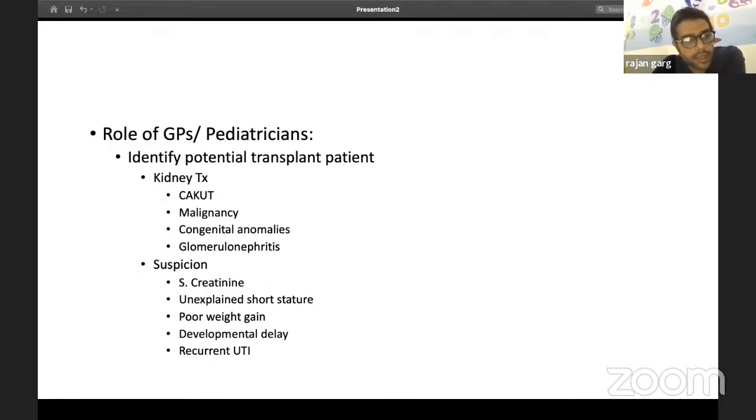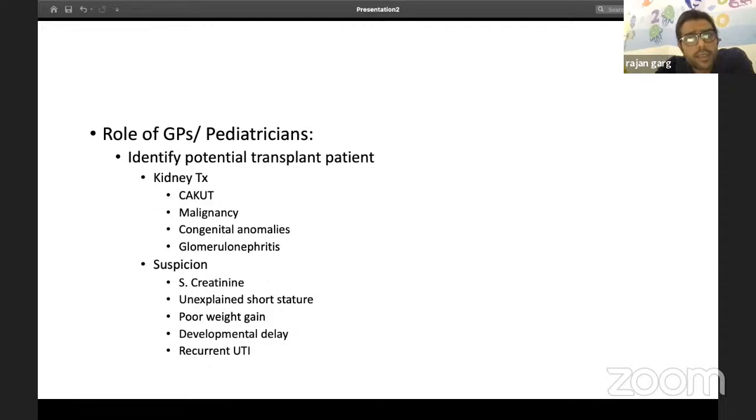So when can they become suspicious that the patient might need a transplant in future? They can just get the serum creatinine level done. As soon as the serum creatinine starts to rise, it means the patient has developed CKD already, and the patient has to be referred to the nephrologist where the transplant facilities are available. Then malignancy, obviously like Wilms tumor, but only if the malignancy is bilateral will the patient need a transplant, or in Wilms tumor in a solitary kidney.